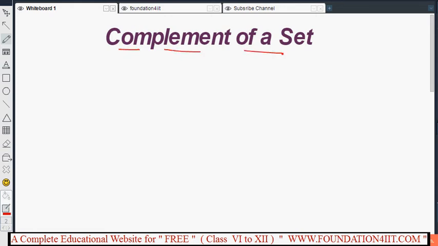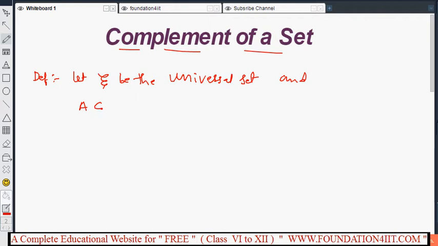Complement of a set. This topic depends on the universal set. So first I will give you the definition. Let, as we have seen previously, this be the symbol for the universal set. Now this is the universal set, and some other set I am taking, A, which is a subset of the universal set.